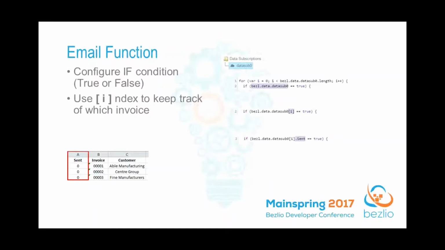And in this case, we want to test the sent field. So we're going to add the i variable or index, and then also identify what field it is that we want to test to see if it's true. And again, that's going to be the sent column. And we have an item here, so it's going to be this column here. Anytime it's 1, it's going to be true. If it's 0, it's going to be false.